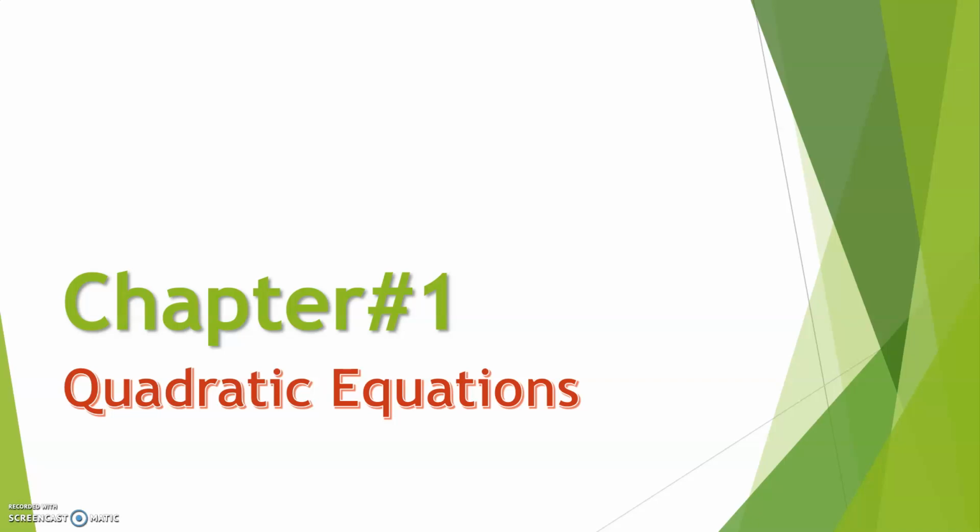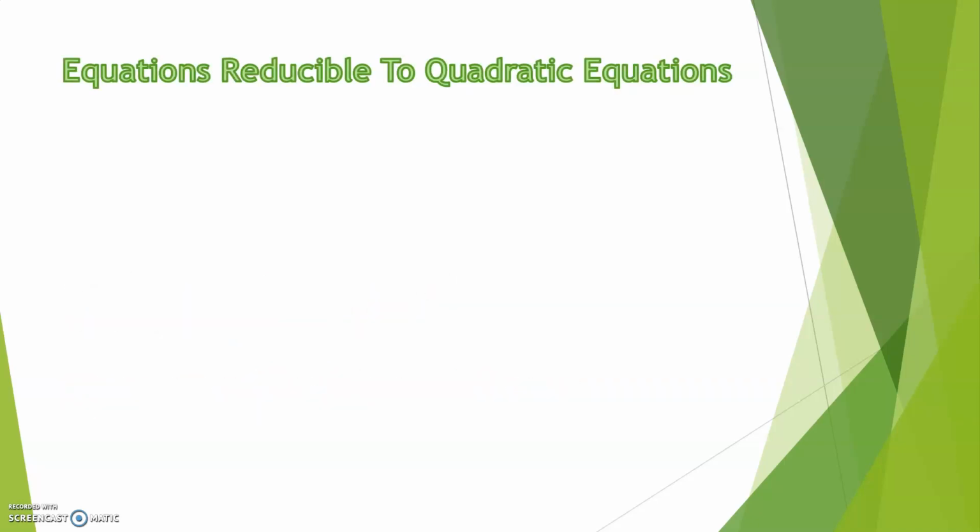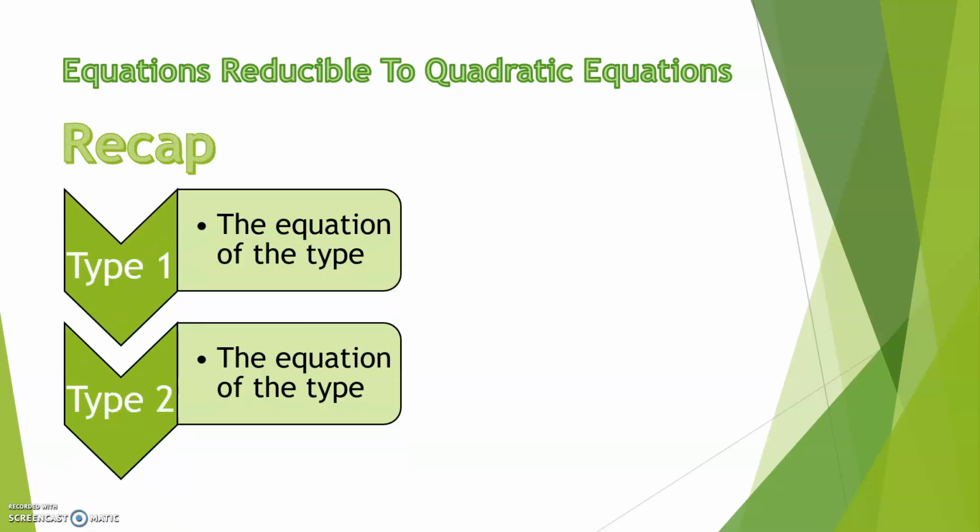Welcome students, chapter number 1 and the topic is quadratic equations. Students, in your previous lectures, you have learned about equations reducible to quadratic equations and different types of equations. These are type 1, the equation of the type ax^4 plus bx square plus c is equal to 0.